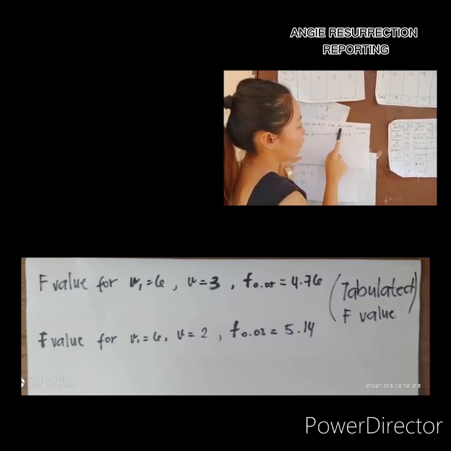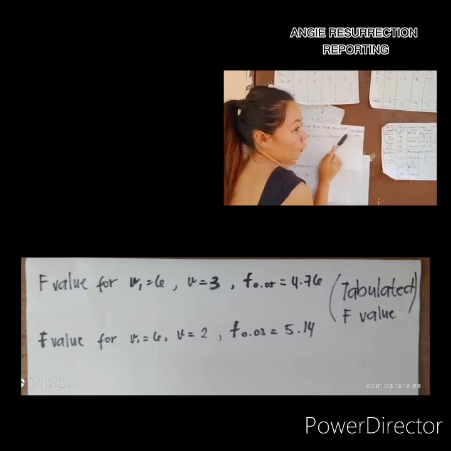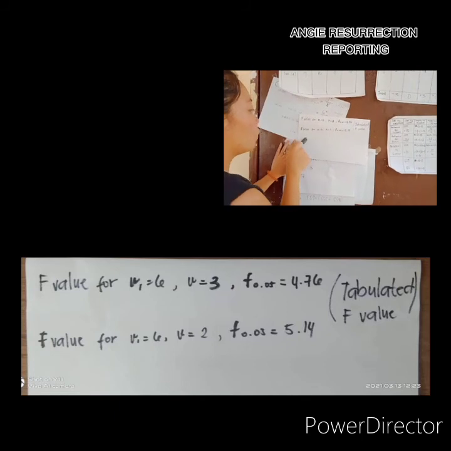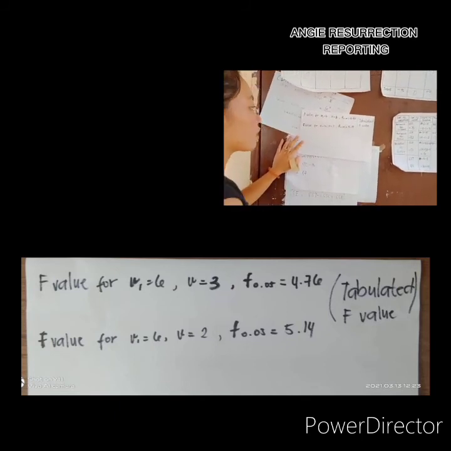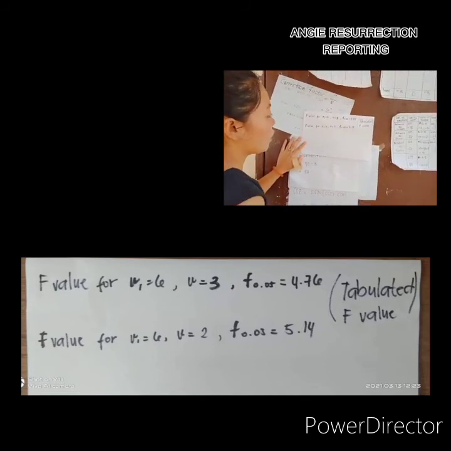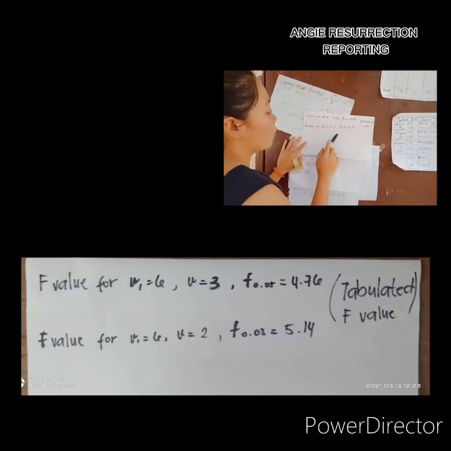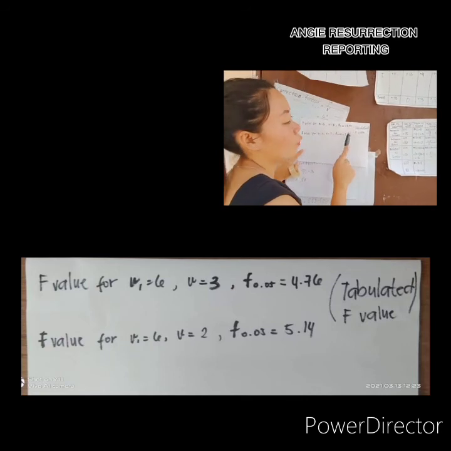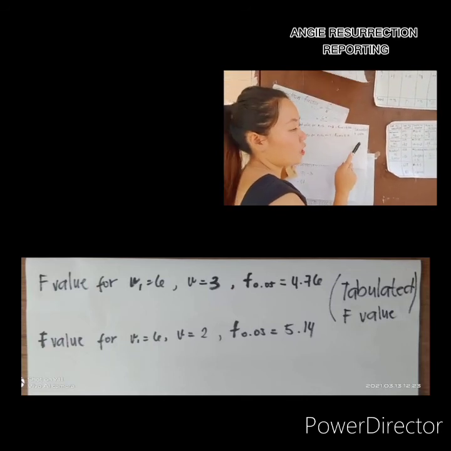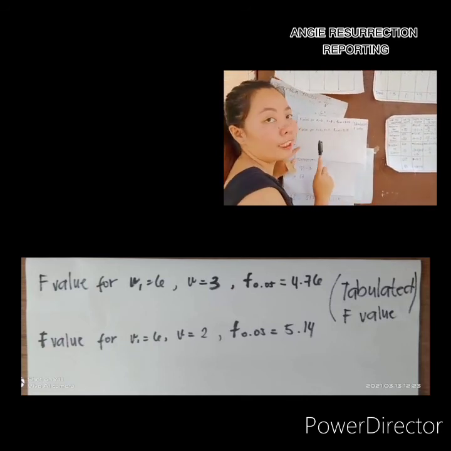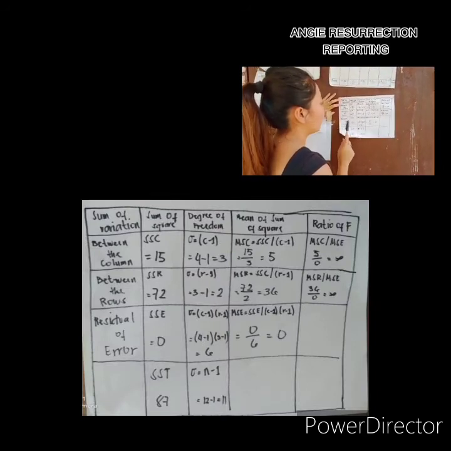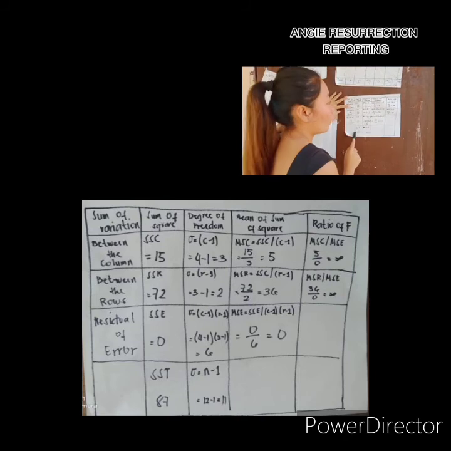F 0.05 is equal to 4.76. Then the F value for the second: nu 1 is equal to 6 and nu 2 is equal to 2, and F 0.05 is equal to 5.14. So this is the tabulated F value.